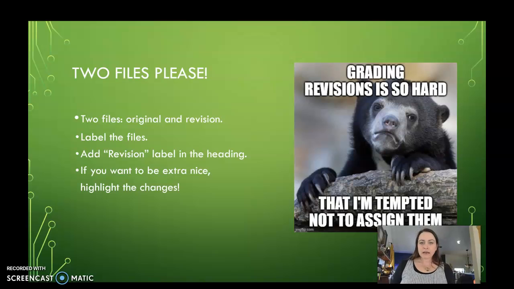Like we did last time, I would really appreciate it if you use 2 files, one of the revision and one of the original. Please be sure they are clearly marked with revision on one and original on the other. If you want to be really, really nice, you can highlight the changes for me, and that makes it even easier for me to grade.